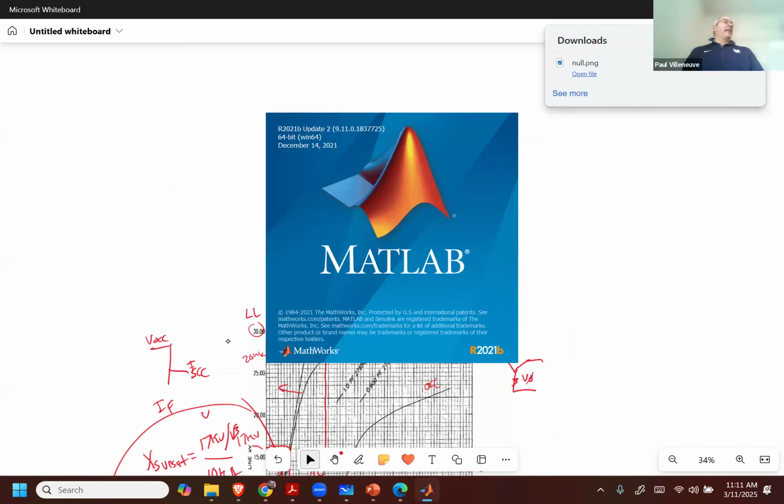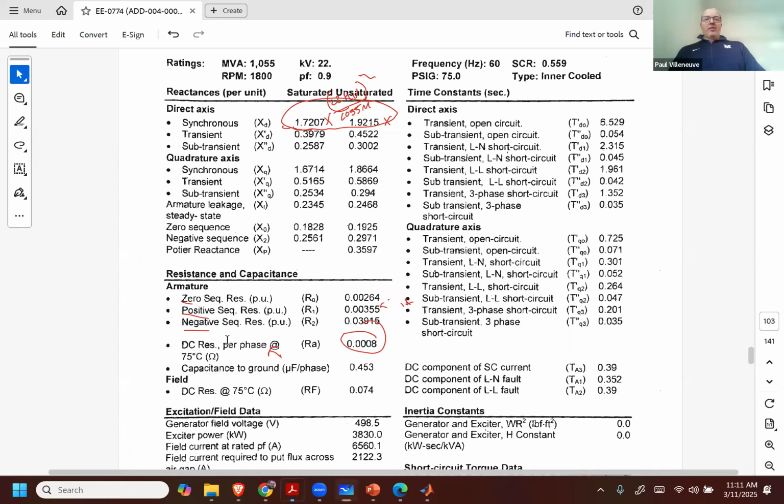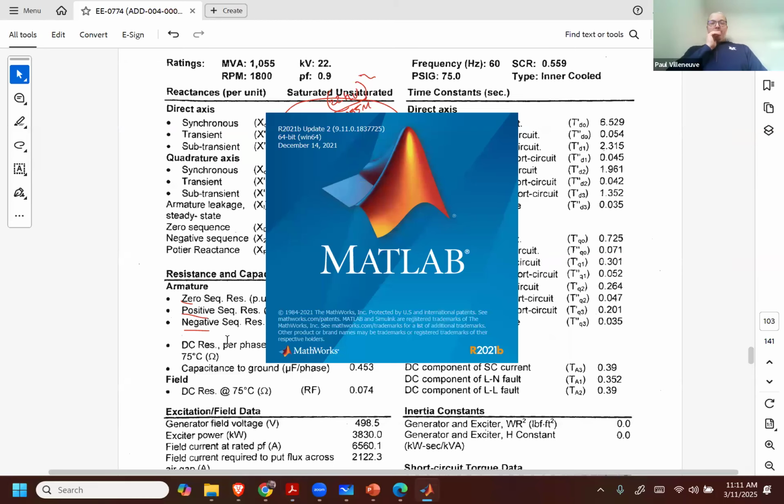I would help you along, but I can't because my calculator is still uploading. What'd you get? So the number is 1.9215 times 22 squared over 1055. 0.882. And the other one was 0.9 something. So close-ish. It would be even closer if we did the R_A calculation, right? If we pulled out R_A, but it probably wouldn't change that much.